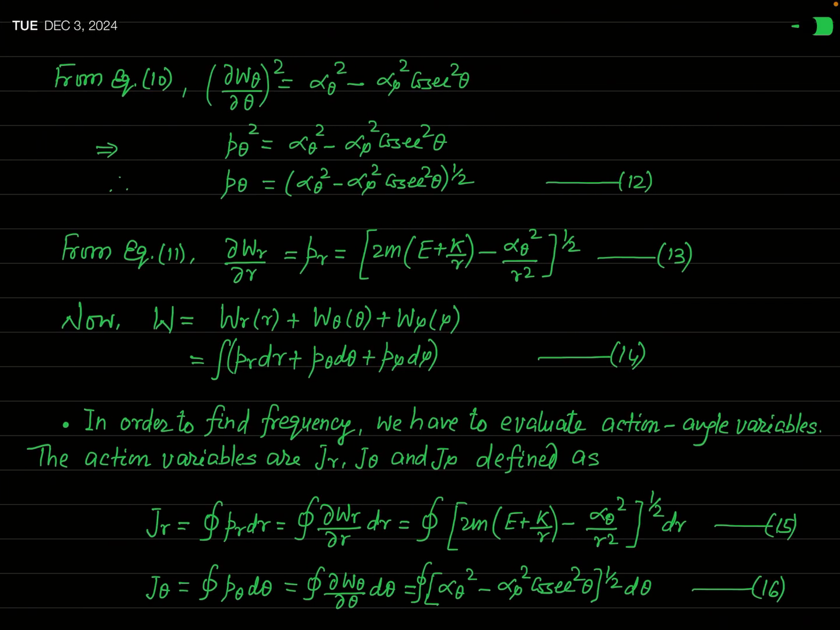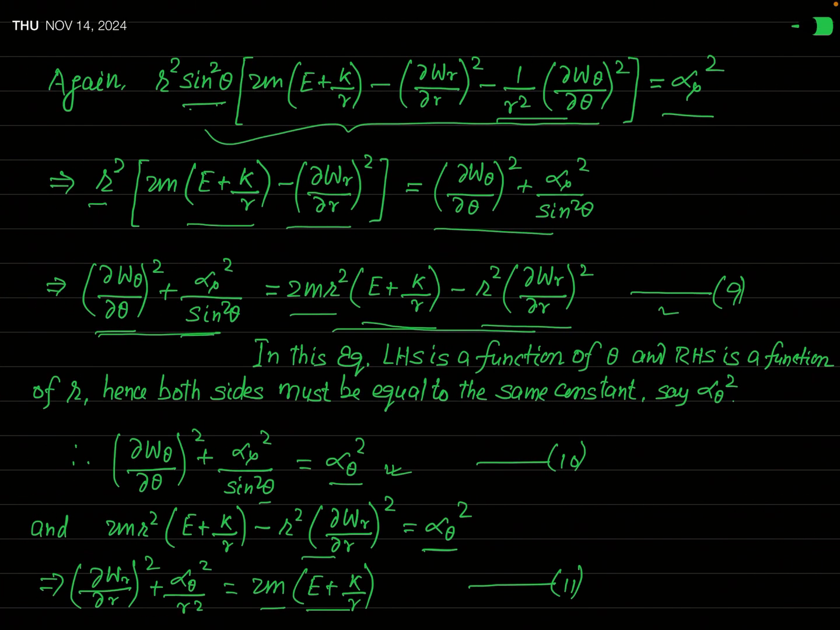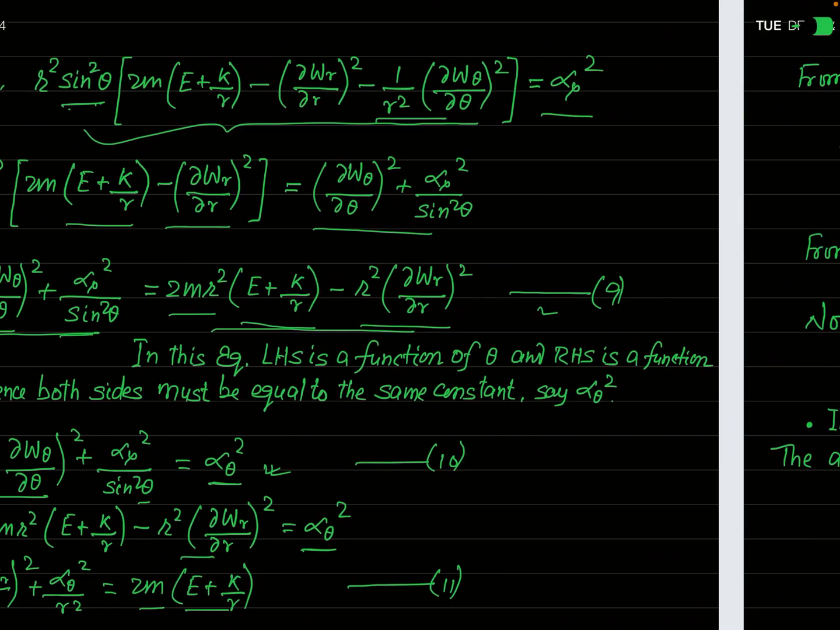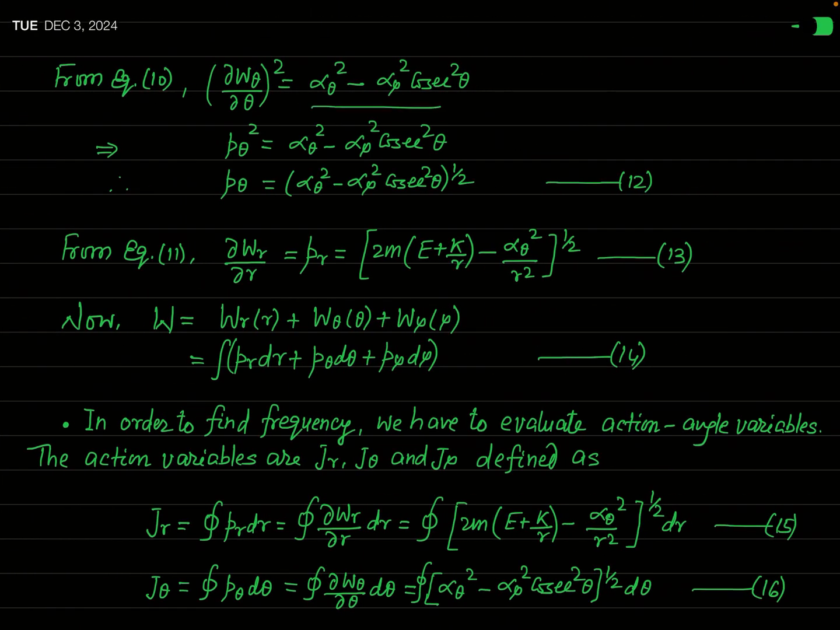Now you know from this equation you can write (∂Wθ/∂θ)² will be αθ² minus this much. But you know ∂Wθ/∂θ is what? You have seen that this is simply pθ. So pθ² is equal to this much, and therefore pθ is equal to a square root of αθ² minus αφ² cosec² θ.